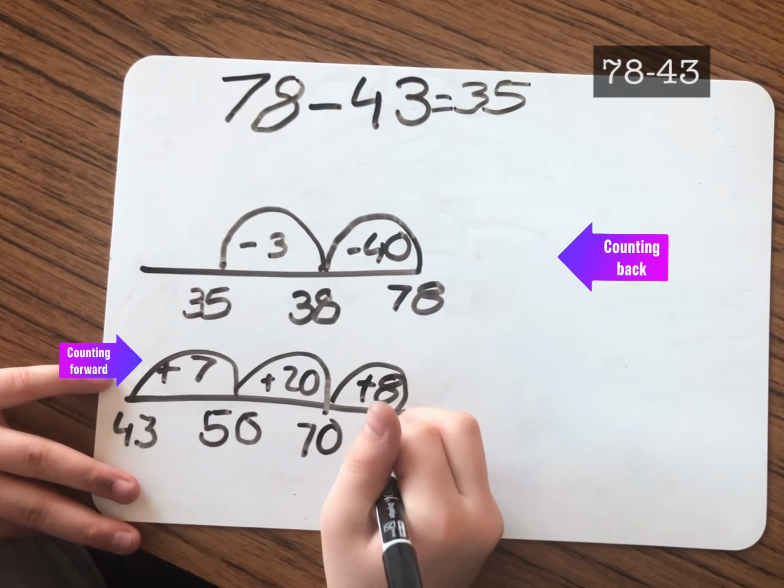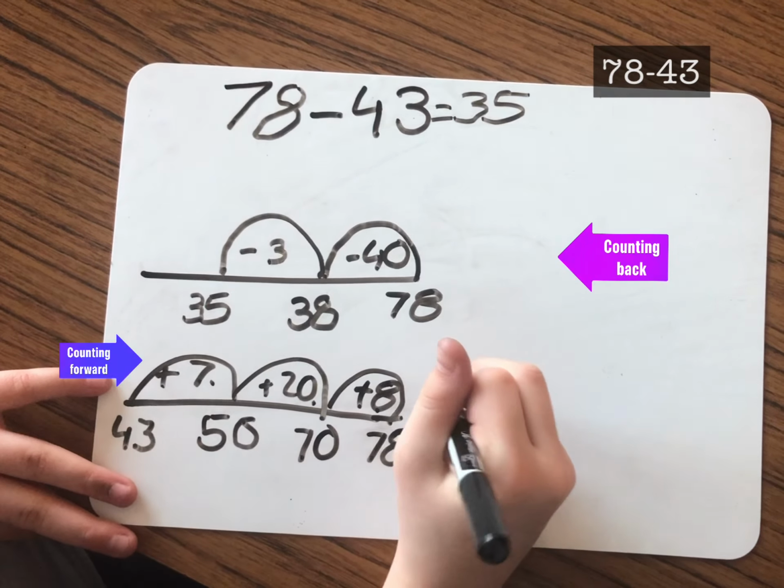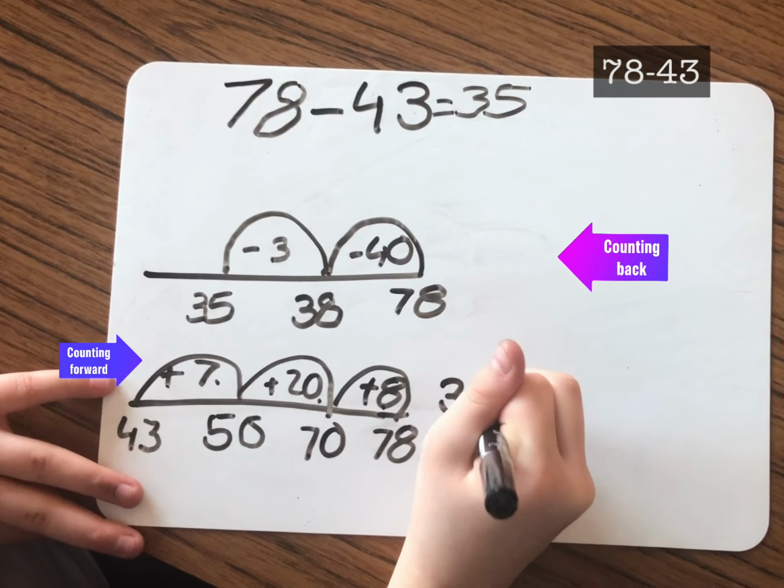And then you add up each of your jumps. 7, add on 20, and add on 8. You reach the same answer of 35.